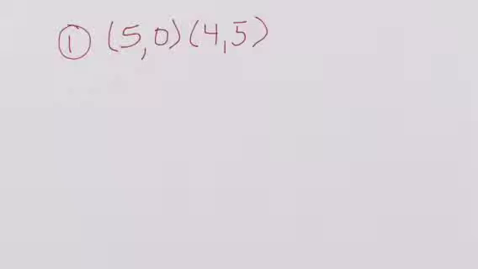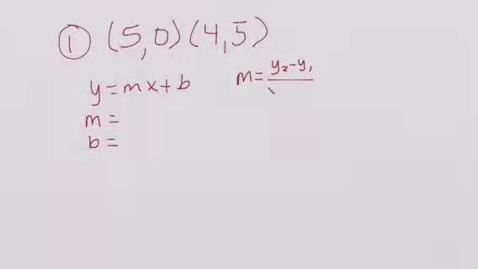So the first thing that we're going to do is write our formula. It's going to be y equals mx plus b, m equals, b equals. The first thing that we need to do is find our m. Well, we know the formula for m is equal to y2 minus y1 over x2 minus x1.